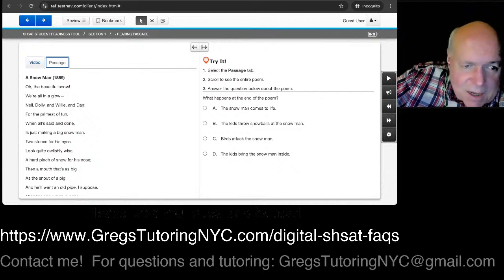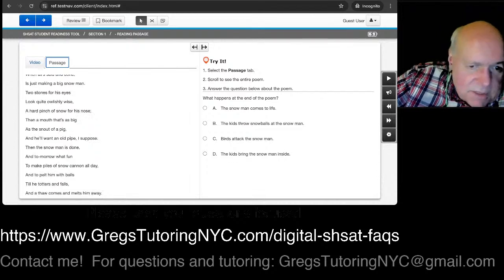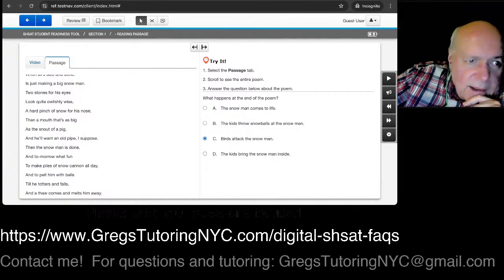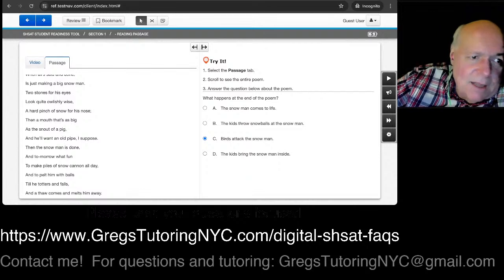And it says answer the question about the poem. So what happens at the end of the poem? You basically scroll to the end, see what's going on there, and answer the question. I'm just going to randomly pick one. I forget what the actual answer was. So this is labeling this as a question type. The key is that you need to click that passage button there. And I think there are some questions where there are extra tabs.